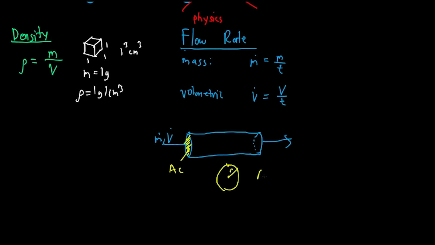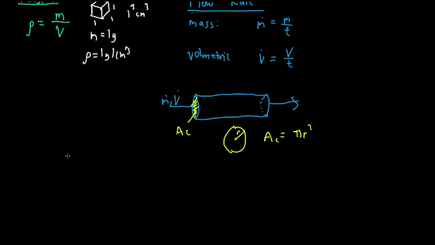So the cross-sectional area is going to be pi r squared. Cross-sectional area is nothing other than you're taking an object, slicing right through the middle, and the area that slice goes through, that's your cross-sectional area, as opposed to surface area, which is the area that covers the surface. Go figure.